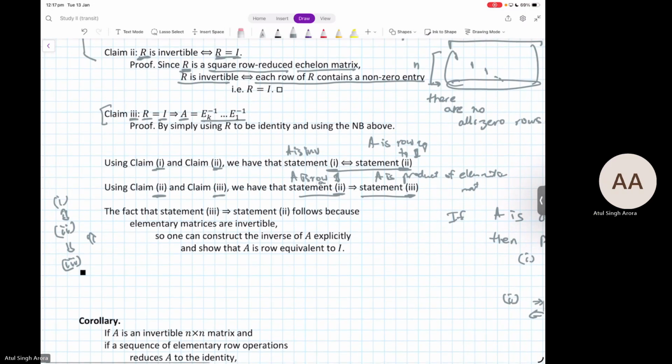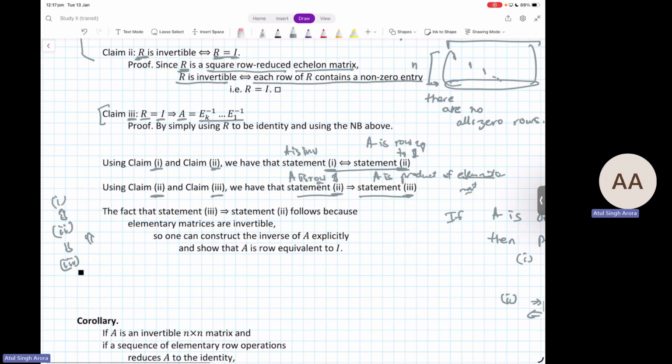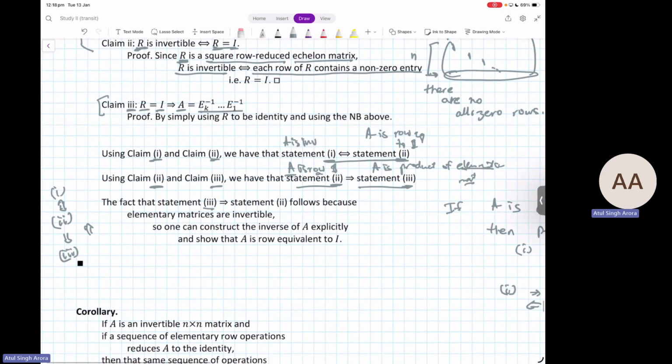Statement 3 is saying that it's a product of elementary matrices. And we want to say that if it is a product of elementary matrices, it must be the case that A is row echelon equivalent to identity. So let's see how this happens. It happens because elementary matrices are invertible, right? So one can construct inverses of A explicitly to show that A is row equivalent to identity.